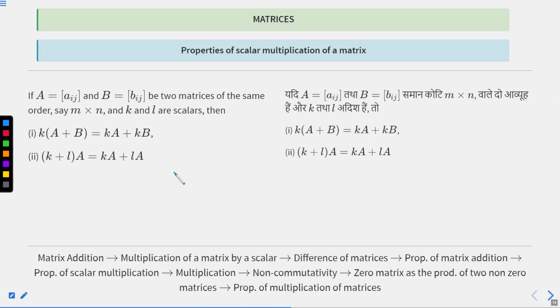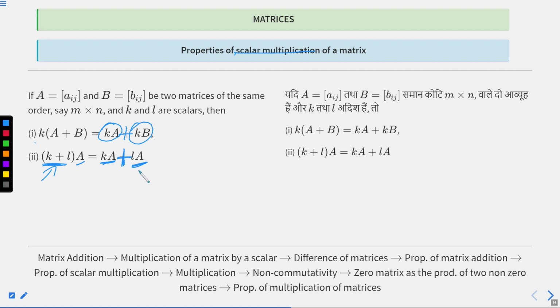Now the properties related to scalar multiplication. When you have k as your scalar and two matrices being added, then if you find ka and kb and then add, you will get the same answer as if you add the two matrices and then multiply with the scalar. The same thing happens here: if you have two scalars being added and then multiplied with a, the answer will be the same as if you multiply the scalar k with a and the scalar l with a and then sum.